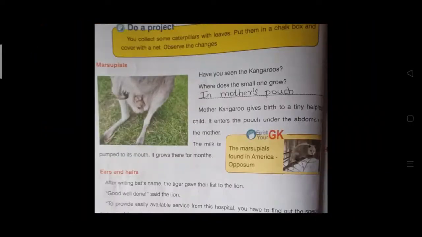It enters the pouch under the abdomen of the mother. The milk is pumped to its mouth. It grows there for months. Have you seen kangaroos? Where does the small one grow? In the mother's pouch.